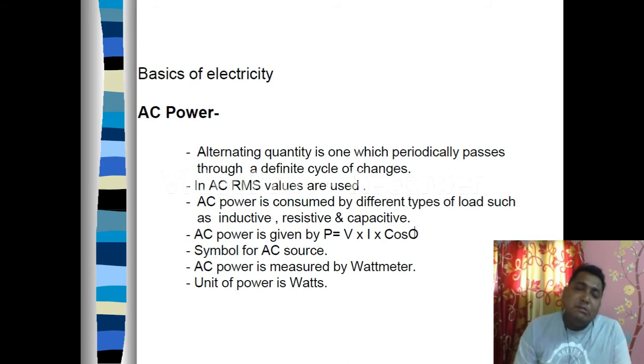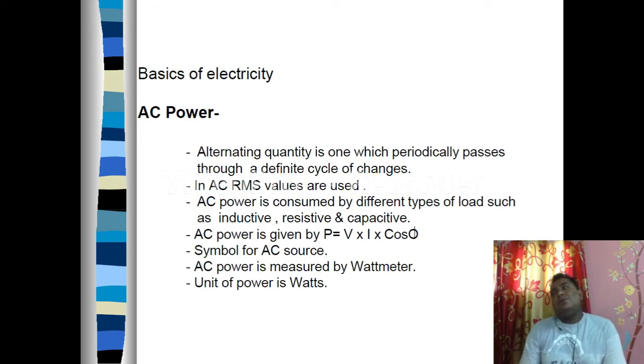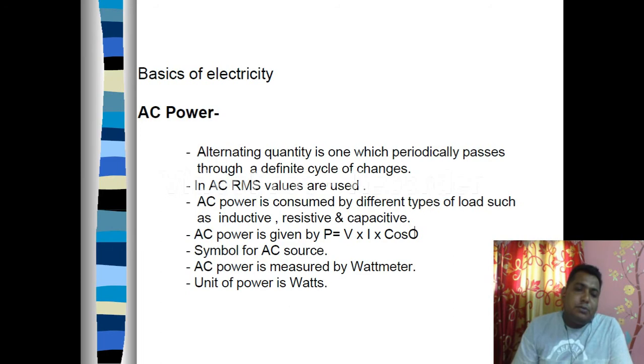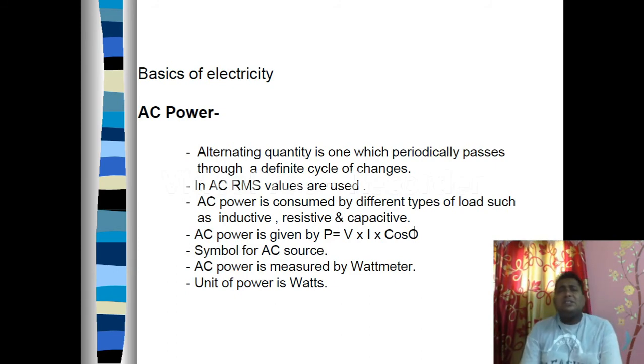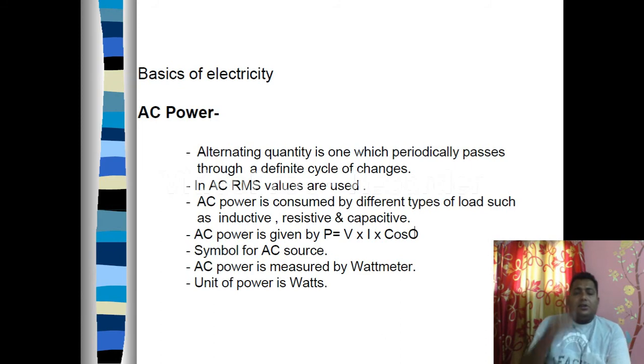AC power is consumed by different types of load such as inductive, resistive and capacitive. R, L, C all can consume it. But in the case of DC, there is no inductance and capacitance because they cannot work with a DC source, so only resistance works. AC power is given by V into I into cos phi, where cos phi is the power factor. Power is measured by a wattmeter, and the unit of power is watt, as we know.